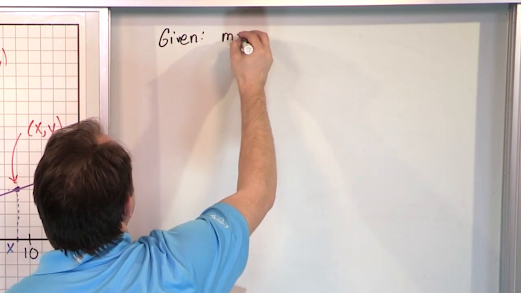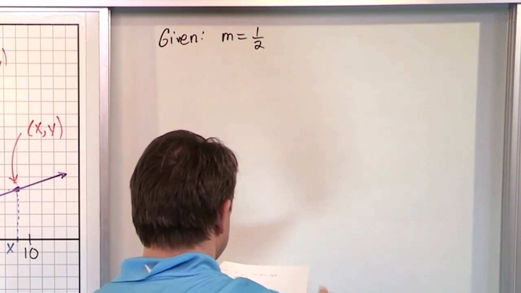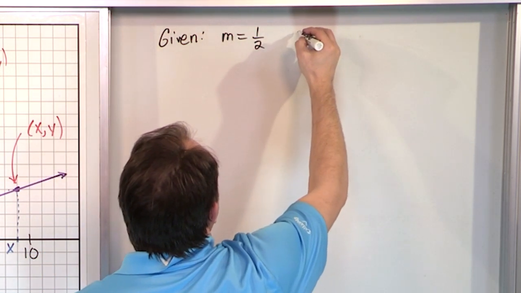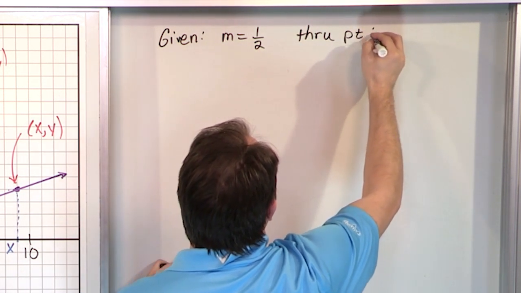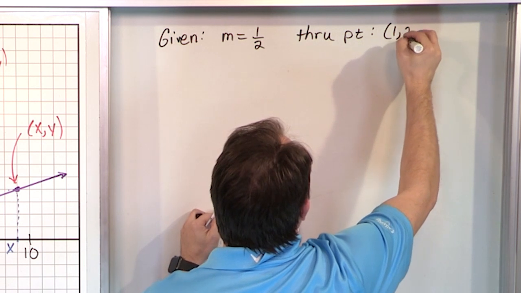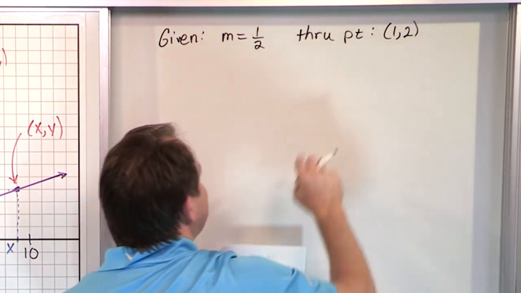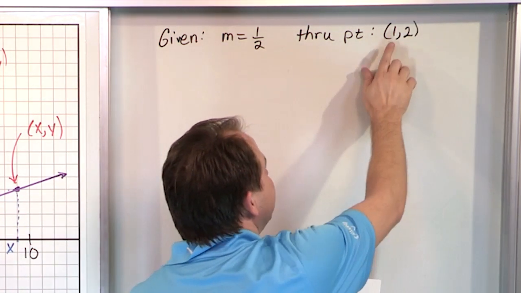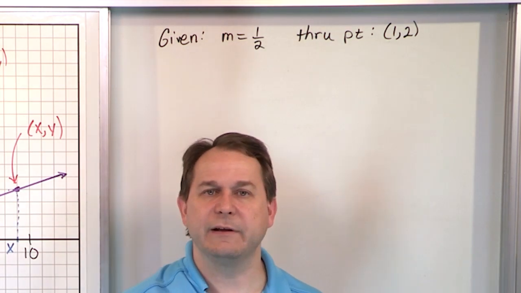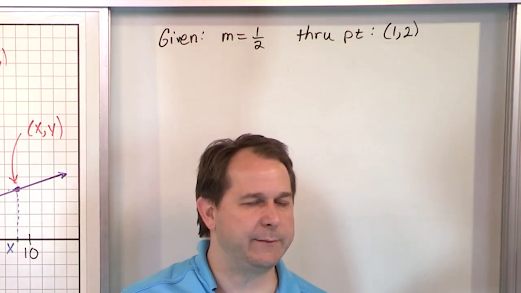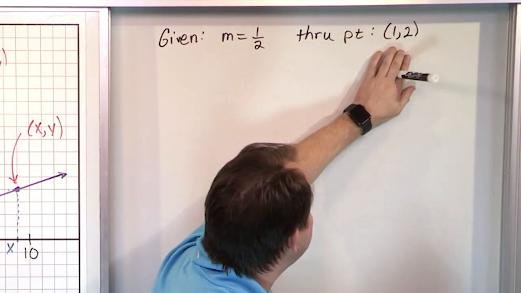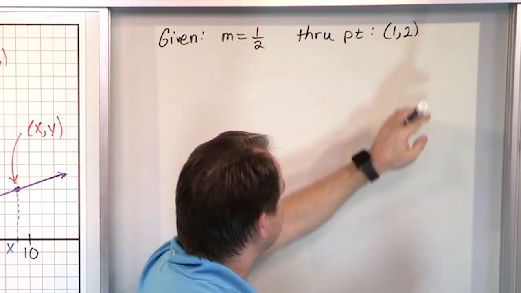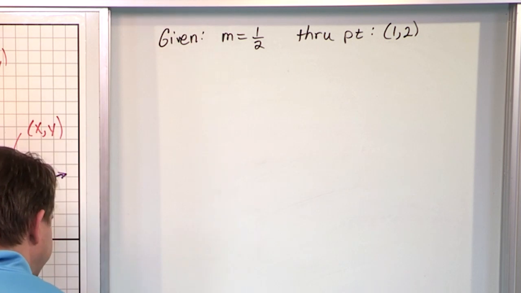What if I tell you the slope of a line is 1/2, and the line also goes through the point (1, 2)? Notice that this is not a y-intercept. A y-intercept would be (0, something). This is just any point on the line, any other point on the line. And I say, write an equation of the line.